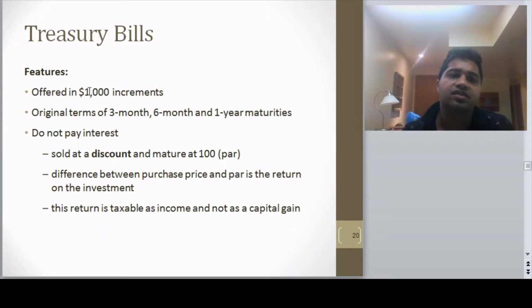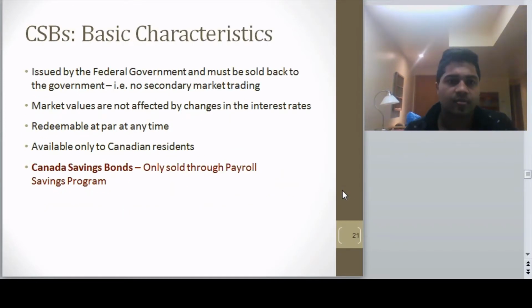Treasury bill features: offered in 1,000 increments. Terms are 3 months, 6 months, 1 year. Do not pay any interest. They are sold at discount and mature at par. The difference between purchase price and par is the rate of return. This return is taxable as income and not as a capital gain.